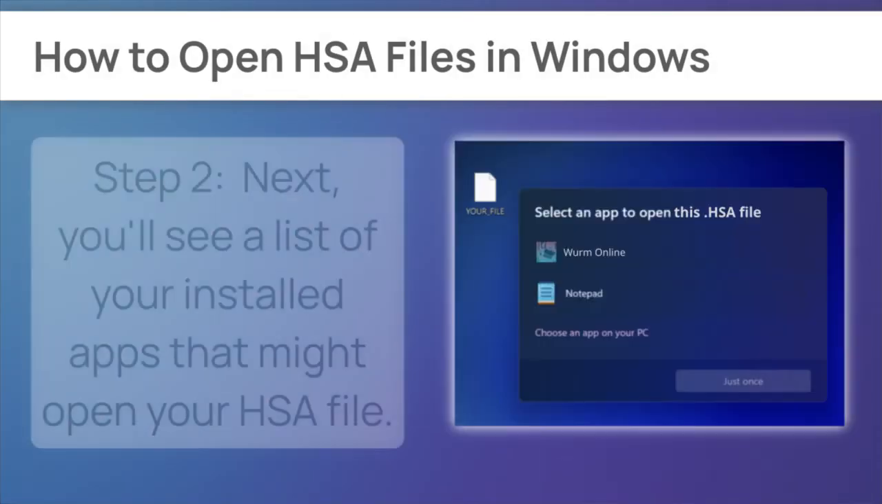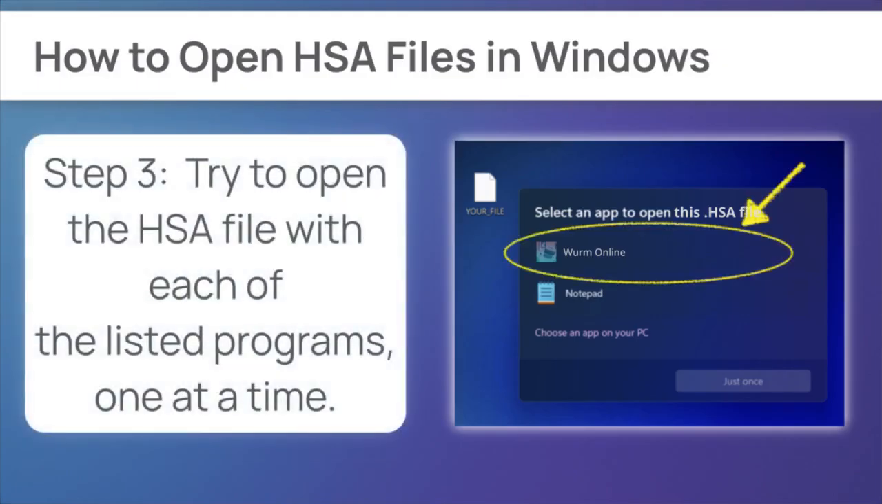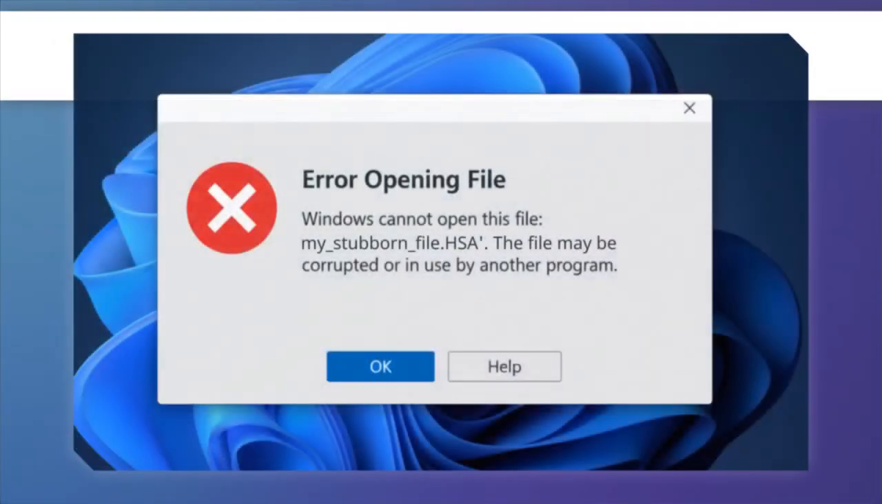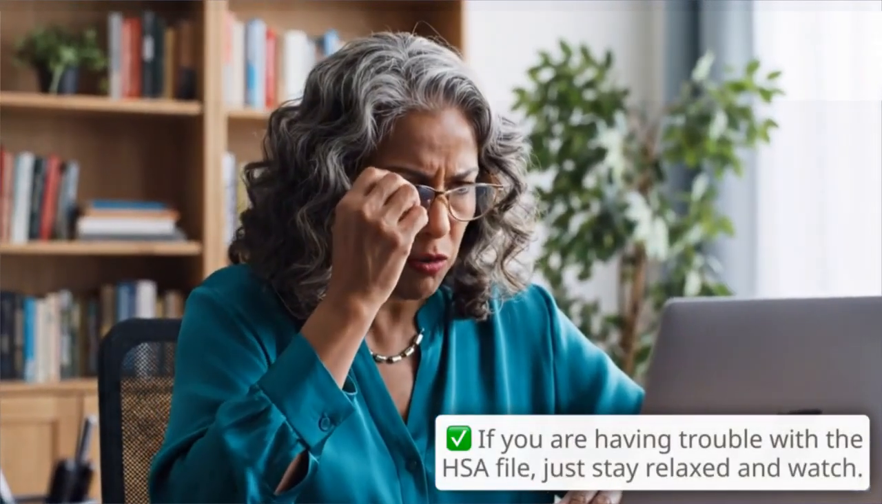Right-click the HSA file and choose Open With. Prioritize Wurm Online if it shows up. If it is not there, choose any other application. The right one is out there. If your HSA file will not open yet, do not panic. Let's systematically test the most common failure points to isolate the issue with your HSA file.